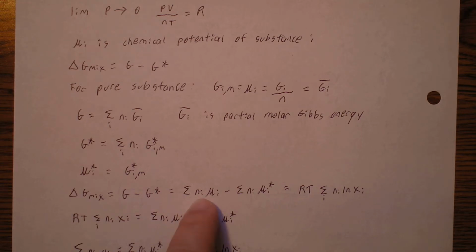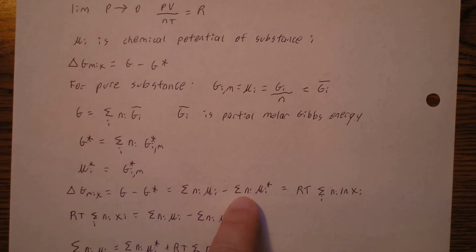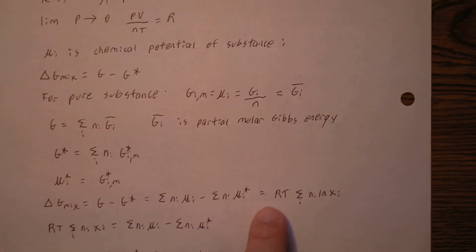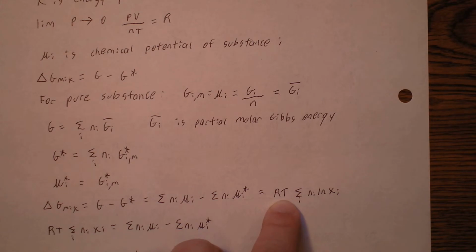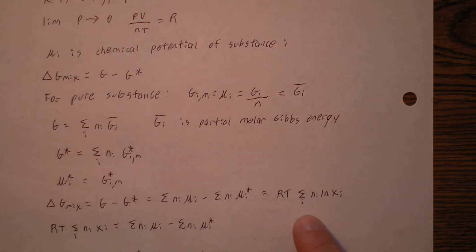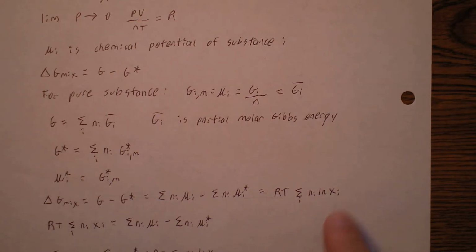of the number of moles of substance i times the chemical potential of substance i, minus again the sum over all substances i of the number of moles of substance i times the unmixed chemical potential of substance i. And that's going to be equal to the gas constant R times temperature times the sum over all substances i of the number of moles of substance i times the natural log of the mole fraction of substance i.